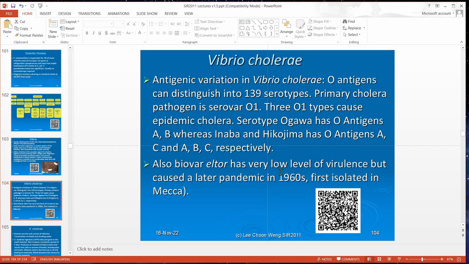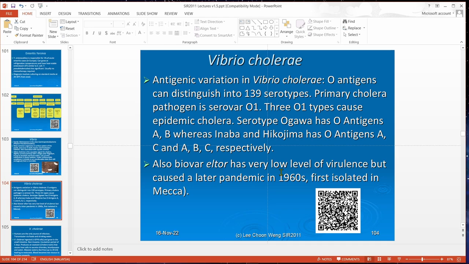Vibrio cholerae, we are mostly interested in the serotype that causes the epidemic cholera. So for Vibrio cholerae causing epidemics, they are of the serovar O1. Most of the time you have Vibrio cholerae non-O1. It's very important that you show that it is non-O1. Because if it's serotype O1, it is dangerous. Okay? It is potentially dangerous.